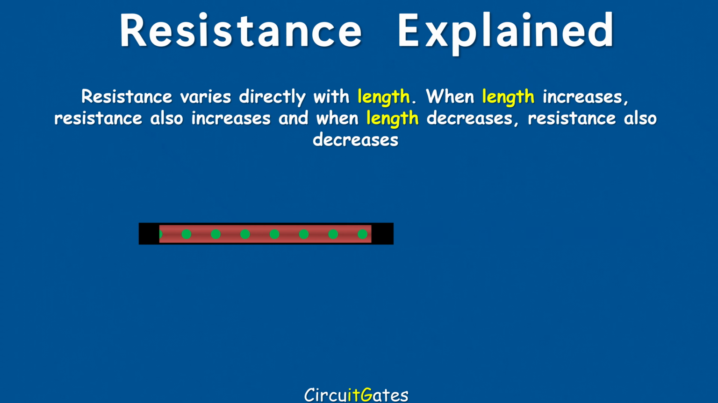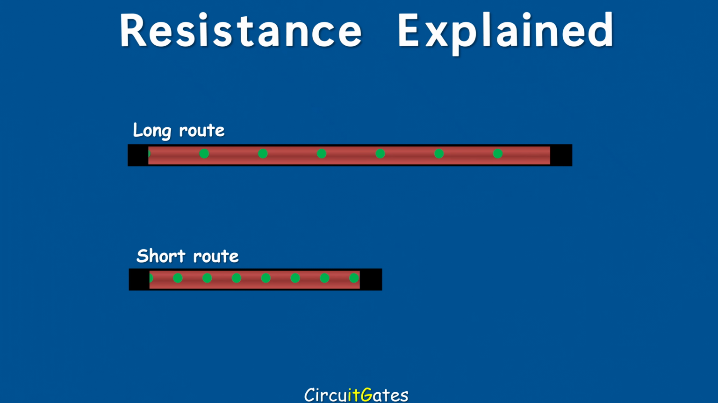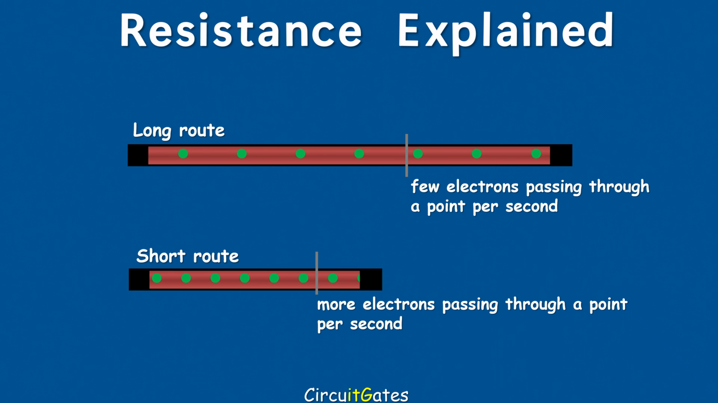This is because the material on longer routes is more than the material on short routes, so their total resistance is different, with longer routes having more resistance than short routes, which is why fewer electrons are passing through a point per second on a long route than on a short route.